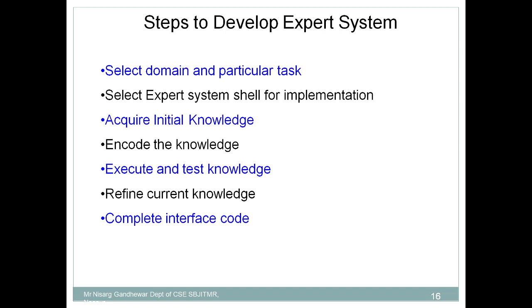So these are the steps: selection of domain and task, then selection of shell, acquiring of knowledge, encoding of the knowledge, executing and testing of the knowledge, refining of knowledge, that means you are doing modification, and finally you need to refine the user interface that you want to use for your expert system. So this is how you can design your own expert system for a specific domain.